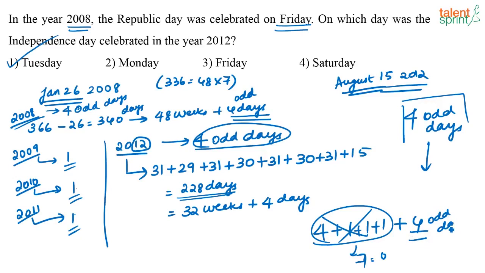That means from the current day, whichever you are referring to, here we are taking that in the year 2008, Republic Day was celebrated on a Friday. From that date, you have to add 4 days. That will be Saturday, Sunday, Monday and Tuesday. So the answer that we are looking at is option 1, Tuesday. I hope it is clear.